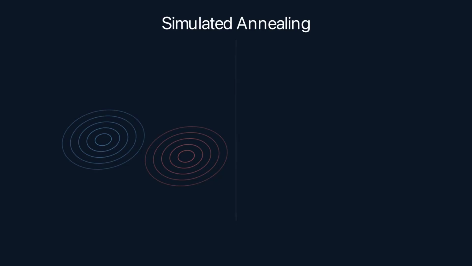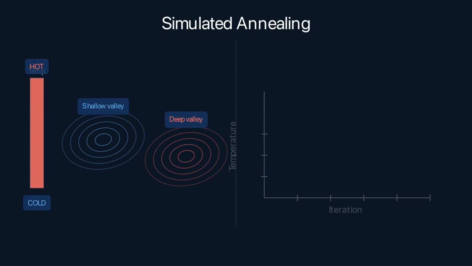Simulated annealing borrows from metallurgy. Heat a metal and it shakes loose from rigid crystal structures. Cool it slowly and it settles into the lowest energy state. The algorithm starts hot, frequently accepting uphill moves to escape ditches. As it cools, it becomes more selective, eventually only accepting downhill moves.